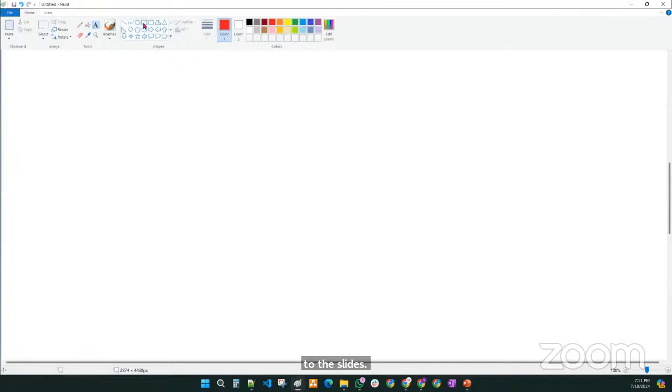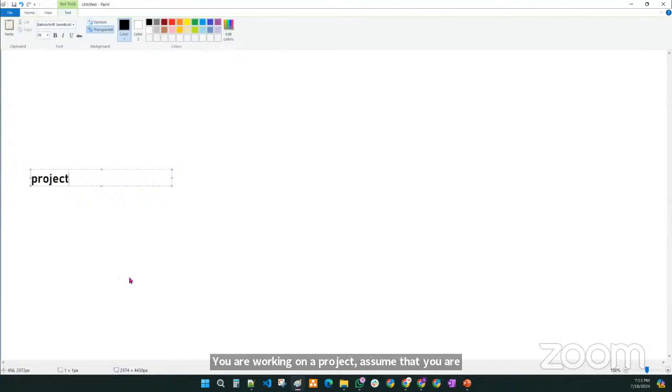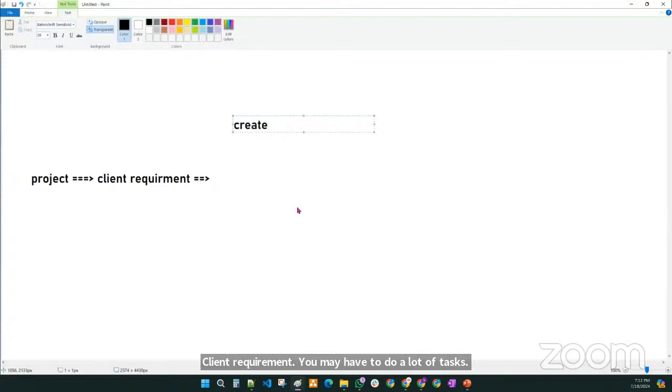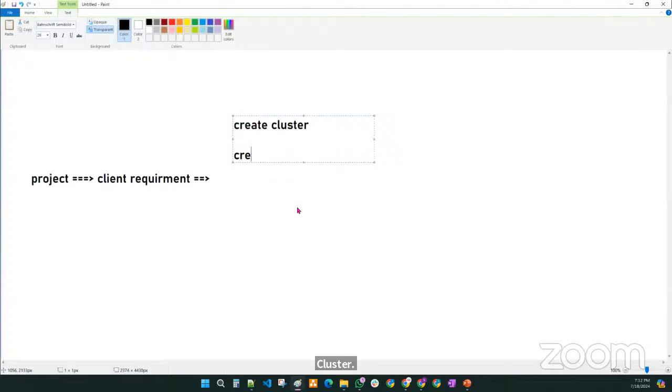Assume that you started working on some project today. In that project, your client has some requirements, right? As per the client requirement, you may have to do a lot of tasks. One of the tasks can be creating a cluster, or creating a bucket for storing the data.